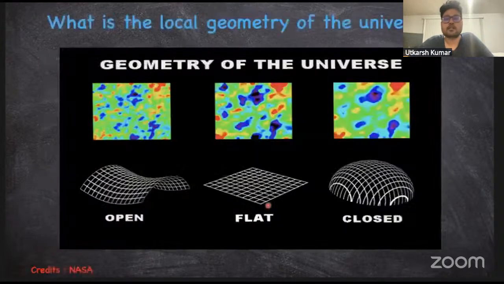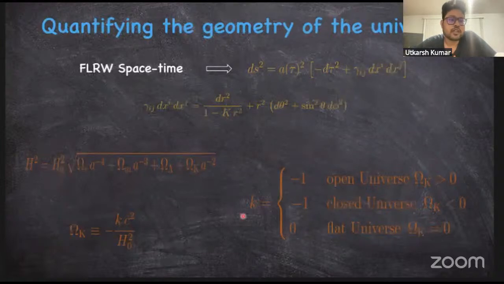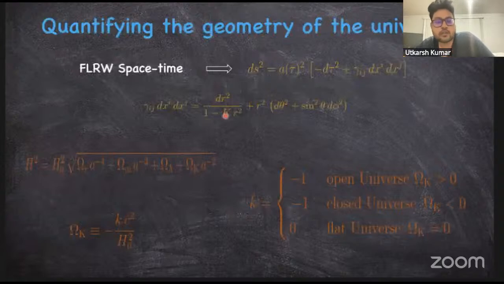Right. So the first question that one can ask is, what is the geometry of the universe? In principle, one can have three types of geometry, namely open, flat, and closed universe. The geometry of the universe comes into the picture using the FLRW background. In the FLRW background, the K parameter encodes the geometry of the universe. Depending on the values of K, it can be either an open, closed, or flat universe.